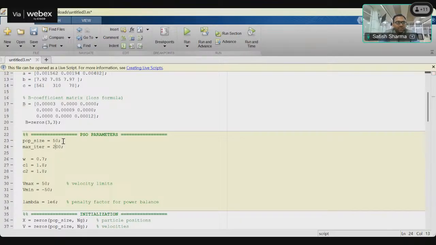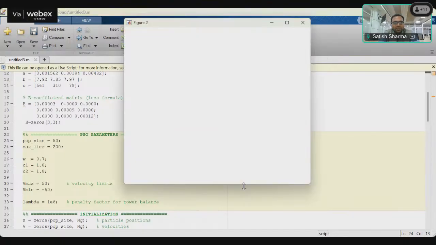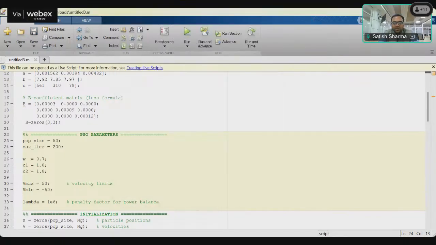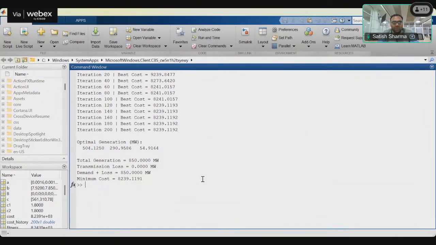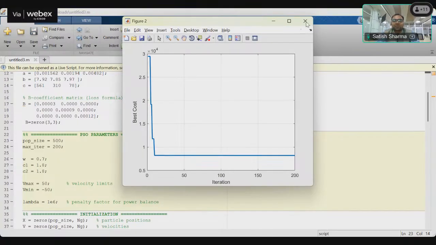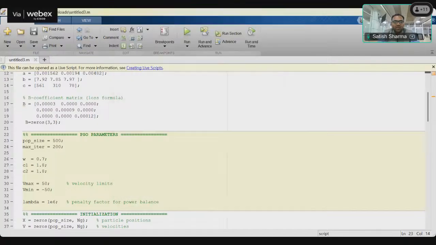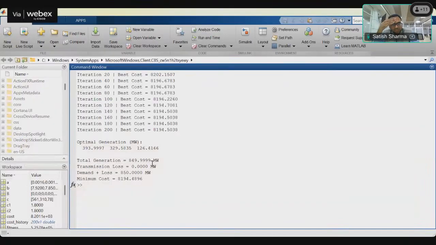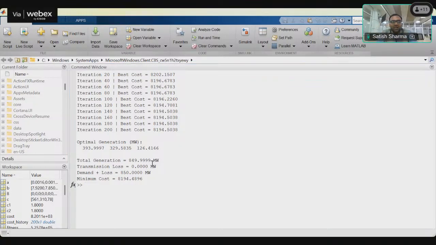Let me increase the generations, the number of iterations, and let's see. It is converging very fast, and the solution is very weird again. Okay, so we are not able to converge it. Now let's increase the population, which may end up close to our optimal solution. So let's see what the answer is this time. It is 393. Instead of 334, it is 329, and 122 is 126. So it is somewhat closer to our answer in the book.